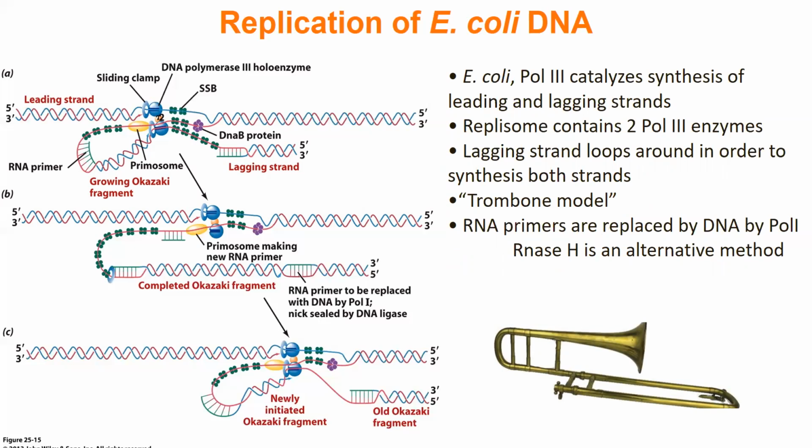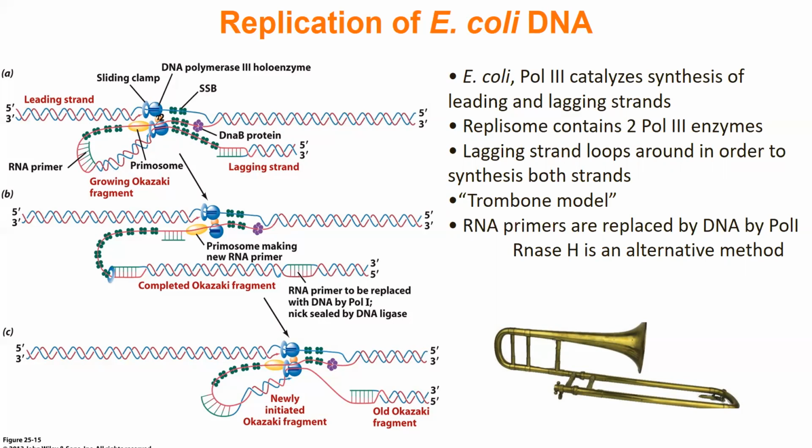When you are synthesizing the actual DNA in E. coli, we call it the trombone model. And I put a picture of a trombone there in case you can't picture one in your head. It kind of looks like a trombone in that the DNA is coming back on itself, and then you have this long arm, and then you have the other part. So I can kind of see what they were going with there, especially in this picture, I guess.